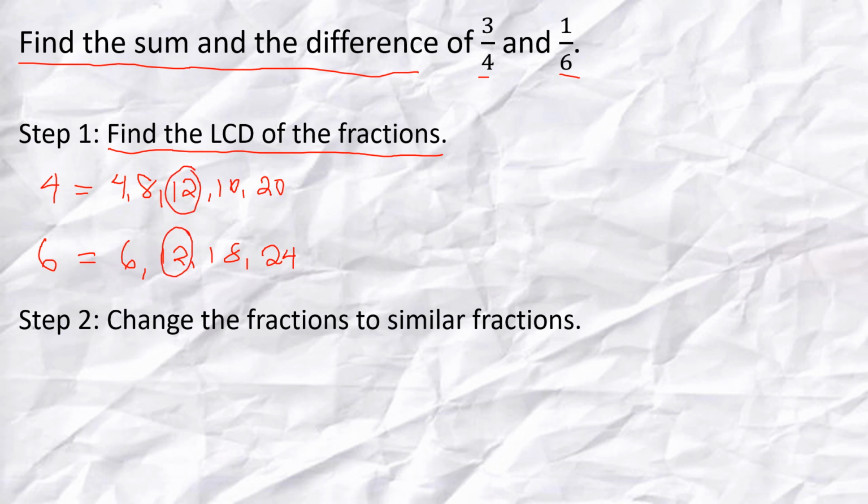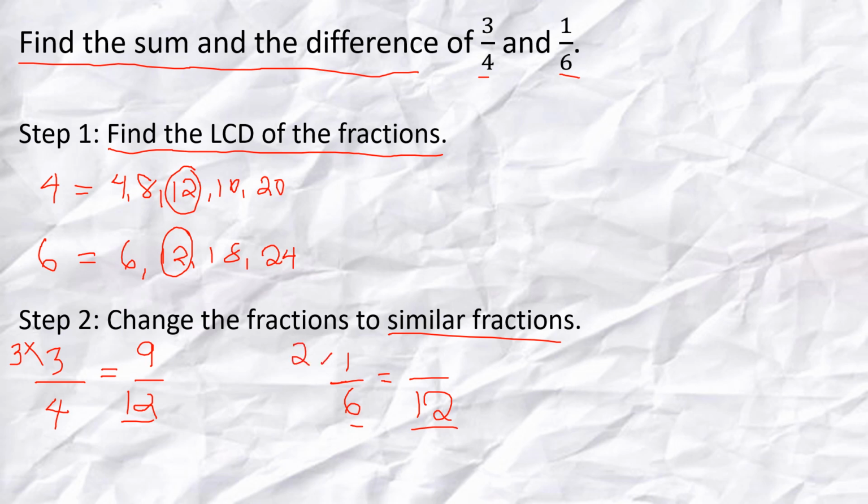Since we now have the LCD, we can now change the two fractions to similar fractions. So we have 3 over 4 and 1 over 6. This time, we will use the LCD to change the two into similar fractions. So 12 divided by 4, that is 3. 3 times 3, that is 9. 12 divided by 6, we have 2. 2 times 1, we have 2. So the two new fractions are 9 over 12 and 2 over 12.